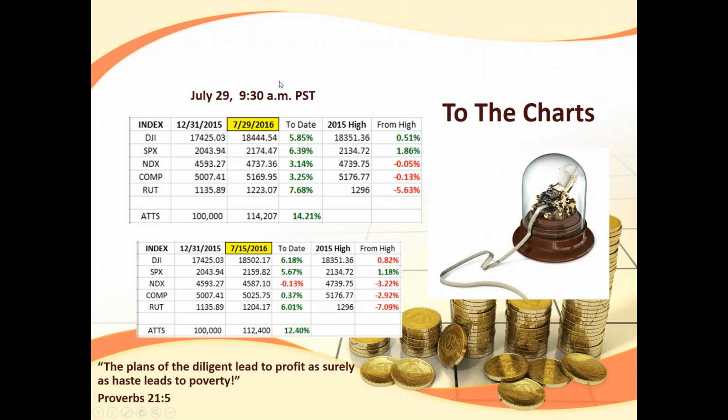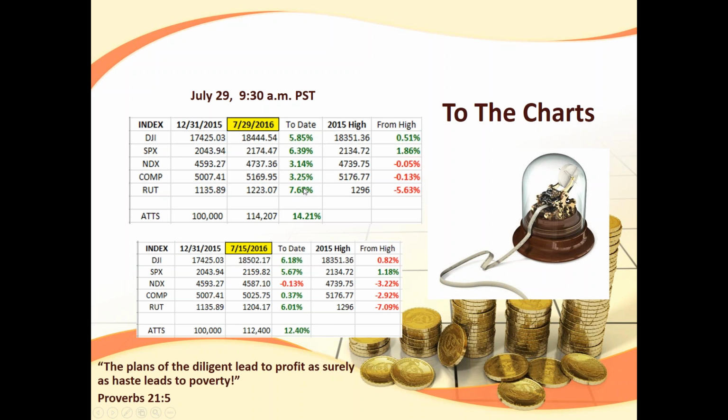So here's where we were sitting about 9:30 this morning. The Dow is up a little bit over 5.85, down slightly from 2 weeks ago. S&P up from 2 weeks ago. The NASDAQ up and is starting to catch up with the S&P for the year. And then the Russell is really starting to almost outperform.